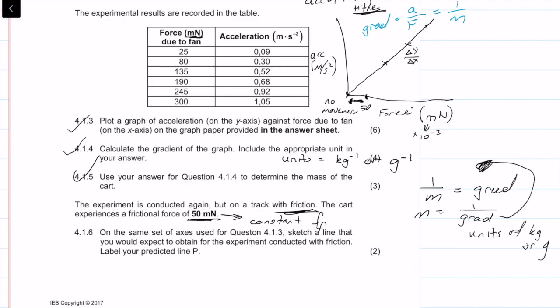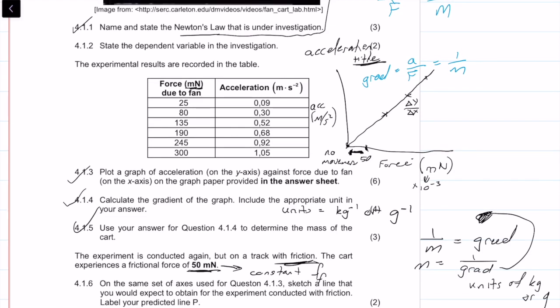After 50, the inverse of mass, the mass of the cart, does not change here. So that means the gradient cannot change. So we're just going to have a line that is parallel to the line before. The accelerations would be less because now there is friction being introduced, but the gradient is still equal to 1 over mass. So the gradient remains the same. These two are parallel, but you don't have to show the parallel lines. So that would be your answer, and we get 2 marks for that.